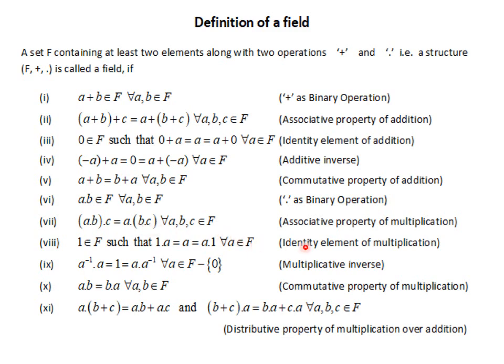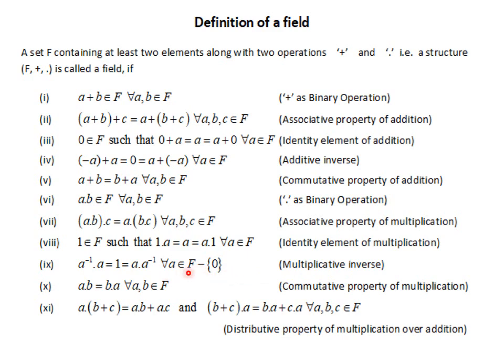And then the identity element of multiplication is nothing but that 1 which has to be an element of F. If we multiply 1 with a or a with 1, the result must be a, for any element a of set F. Then the multiplicative inverse: a inverse means 1 upon a. So 1 upon a into a, or a into 1 upon a, must come as 1, which is the identity element of set F. But this property is not for all elements of F.